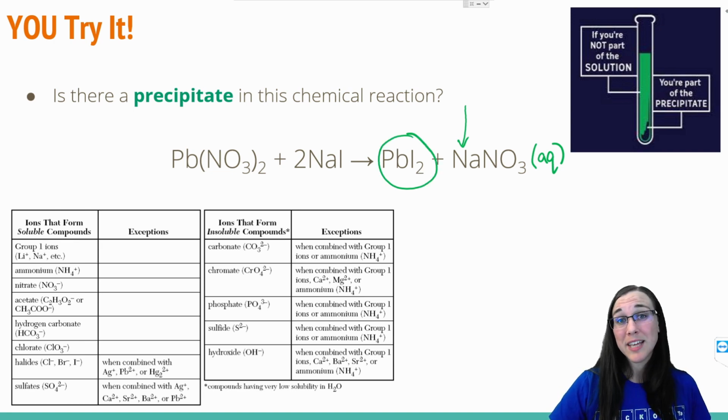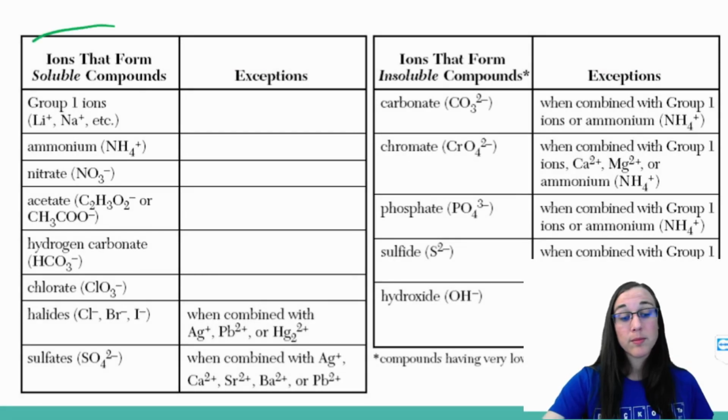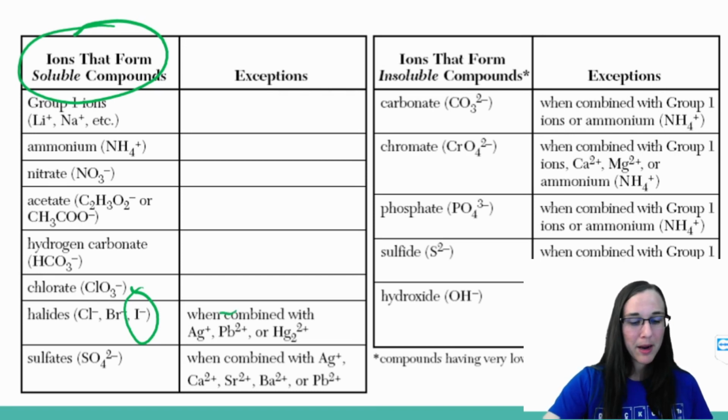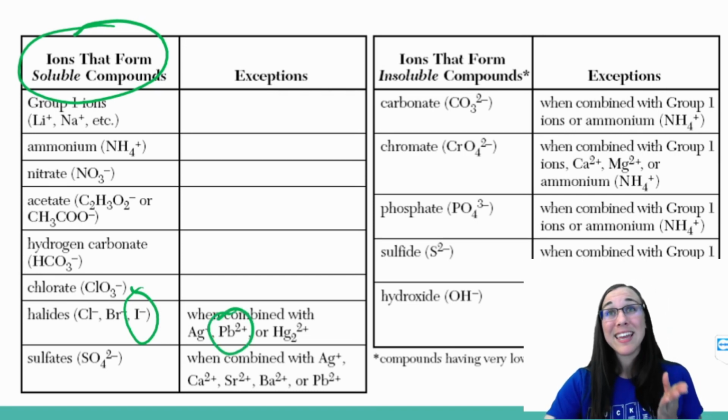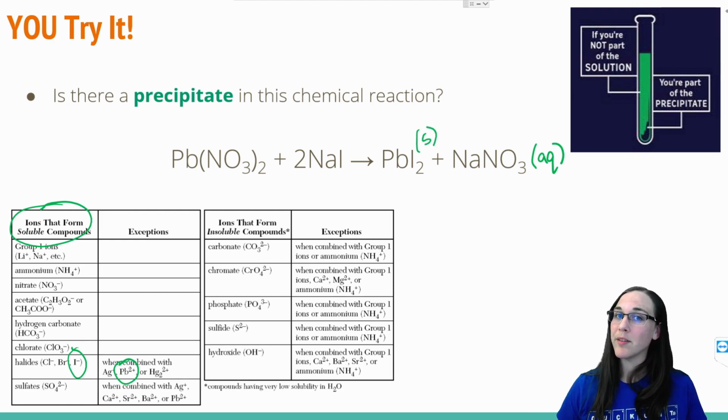Let's use this other table here to try and figure it out. We're looking for either the cation of lead or the anion of iodine. We see that ions that form soluble compounds include iodine, so it should be soluble, except it happens to be paired with lead, and that would make it insoluble. So here we know that our lead-2 iodide is the solid precipitate product. It's the one that's a part of the precipitate.